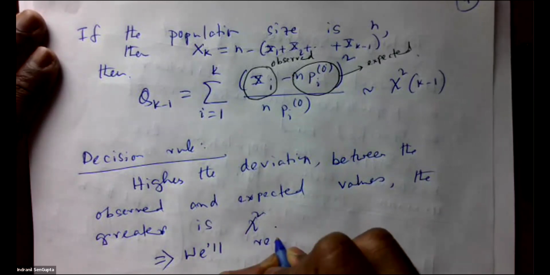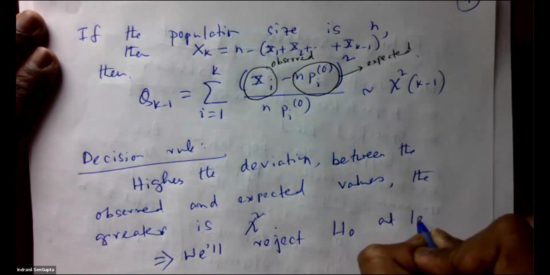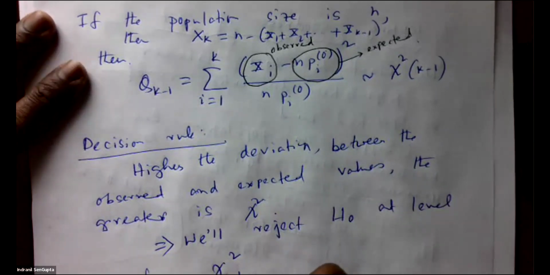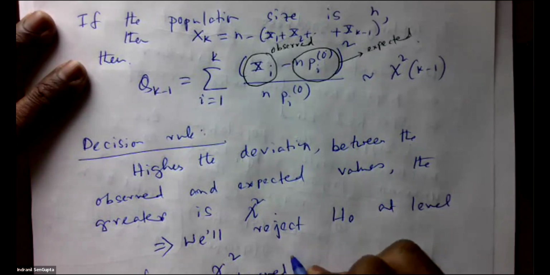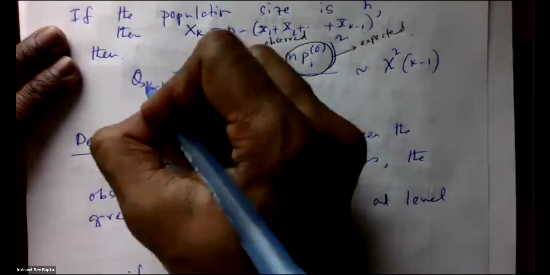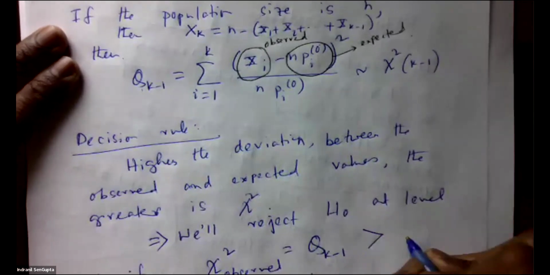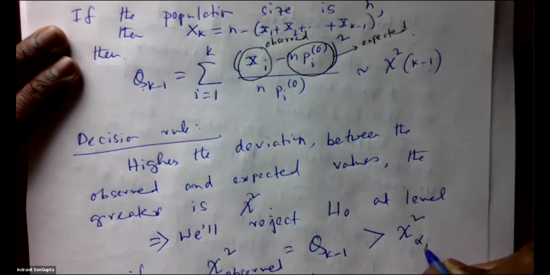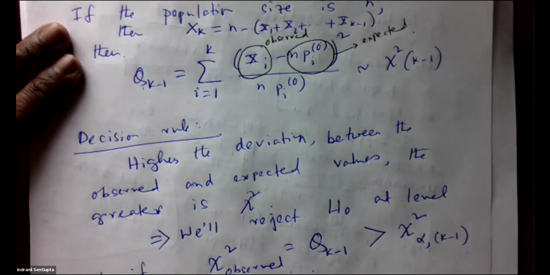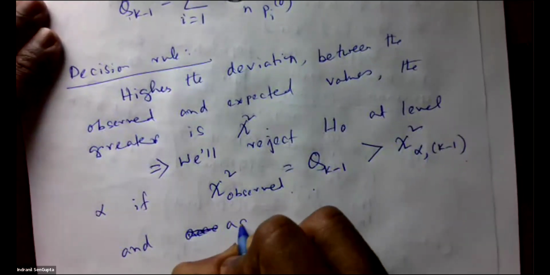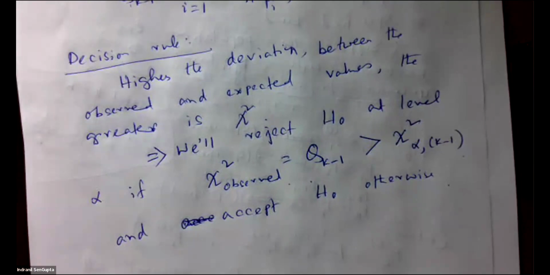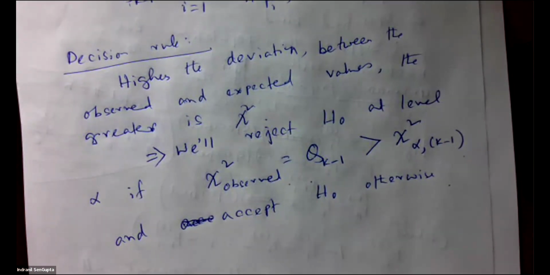And therefore, we will reject H0 at level alpha if the observed chi-squared, which is the Q of k minus 1 value, is bigger than chi-squared alpha with k minus 1 degrees of freedom, and accept or retain H0 otherwise. That's the goal. Okay. All right.